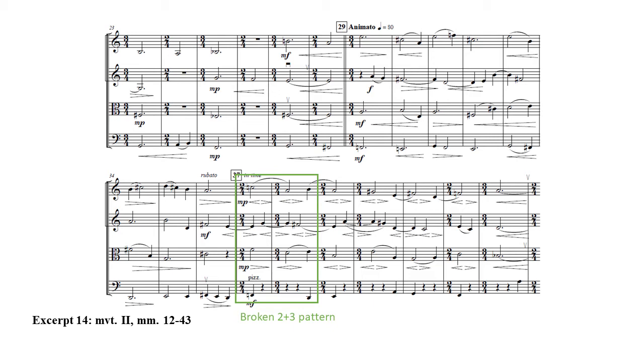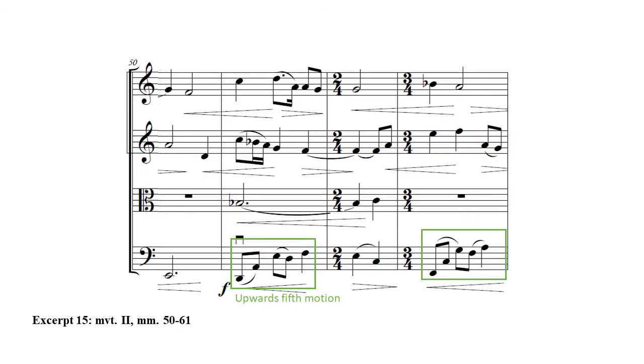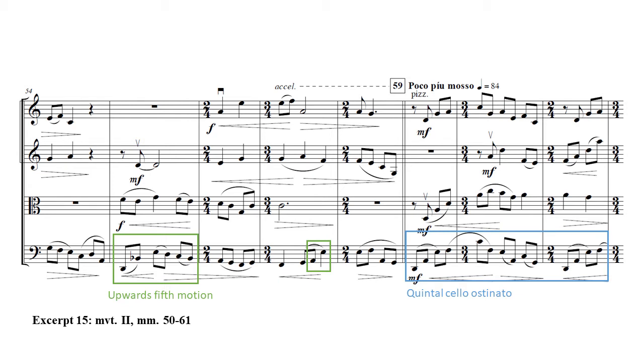This transition is reinforced by the slow introduction of a cello ostinato through the upwards fifth motion featured in bars 51 and 53. This quintal motif opens each iteration of the 2-bar ostinato that is played throughout this entire middle section, first in the cello and eventually the first violin at bar 91.